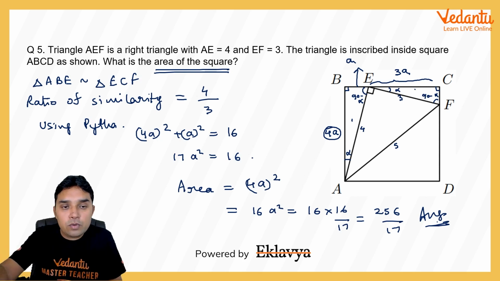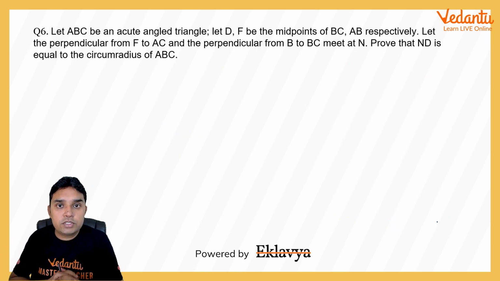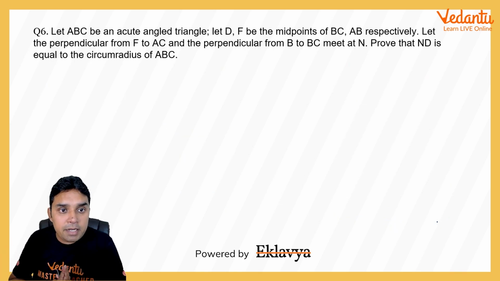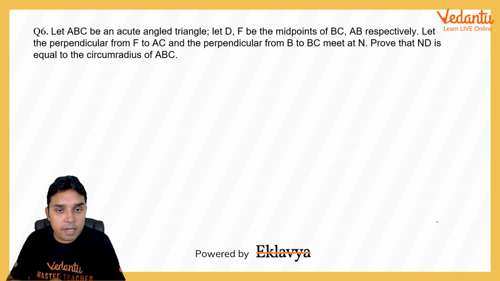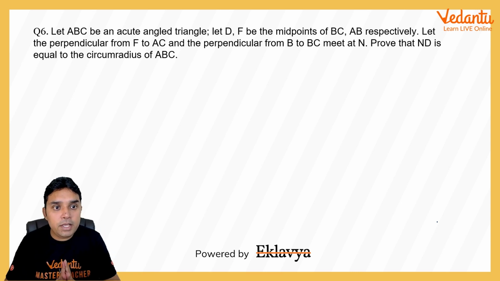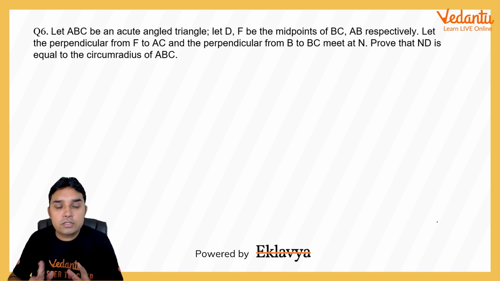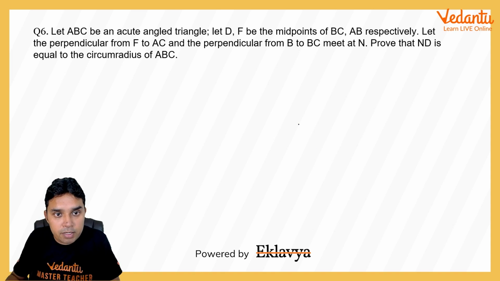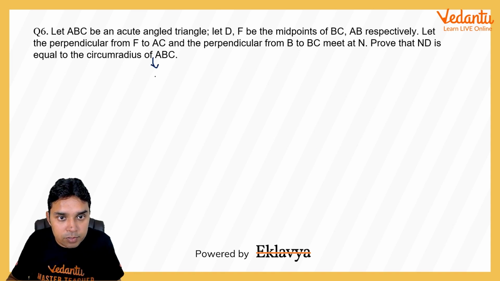Okay. Now coming to the next question, that is question number 6. It says let ABC be an acute angle triangle. Let D, F be the midpoints of BC, AB respectively. Let the perpendicular from F to AC and perpendicular from B to BC meet at N. Prove that ND is equal to the circumradius of triangle ABC. I think here it should be triangle ABC.